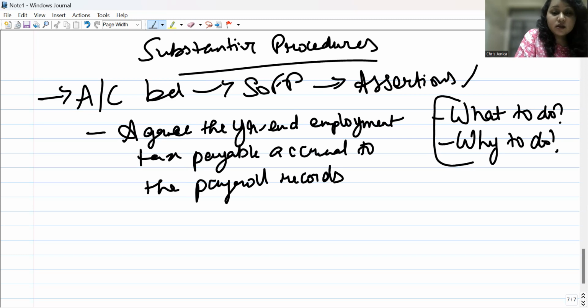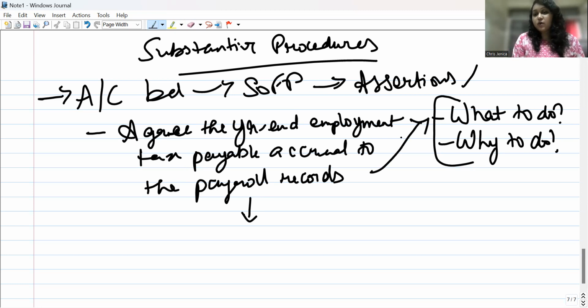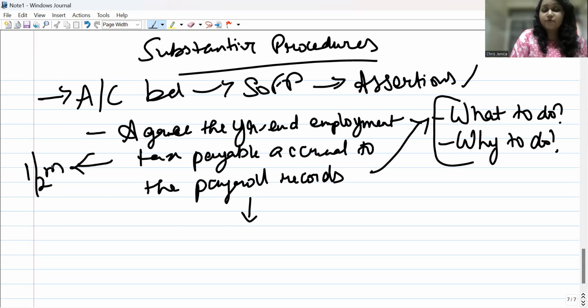Okay. Now, can you end up with this? Will you get 1 mark? I would say no, because this is only going to address what to do. What you're going to do is agree the year-end employment tax payable accrual to the payroll records. That's fine. It's a complete sentence anyway, but you're just listing out what you're going to do. So this will give you only half a mark. Okay, so what should you mention to get the next half mark?